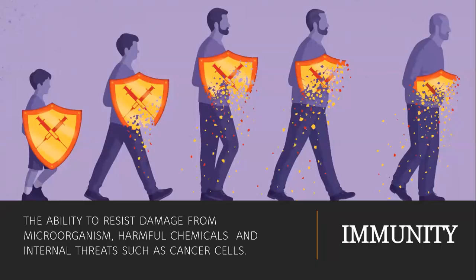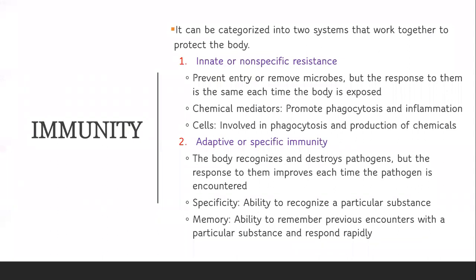So, next natin is immunity. Immunity is the ability to resist damage from microorganisms, harmful chemicals, and internal threats such as cancer cells. There are two types of immunity, innate and adaptive immunity.